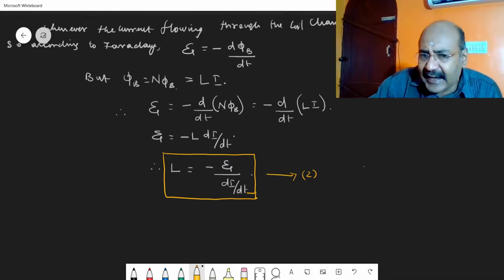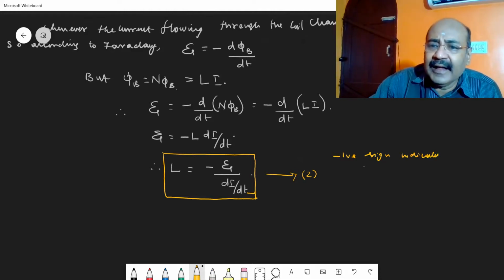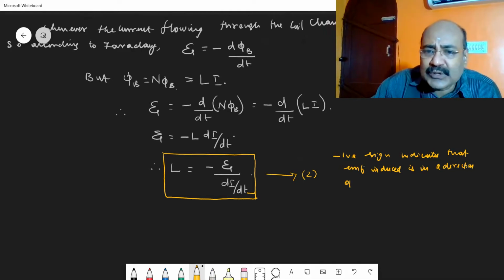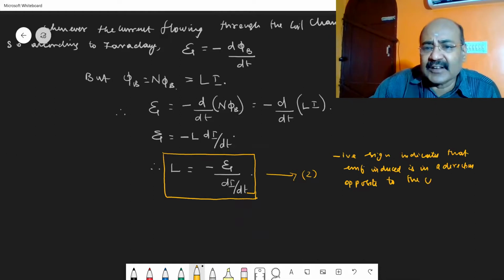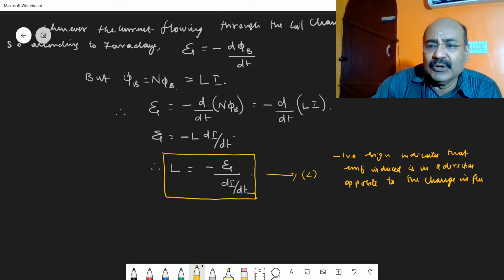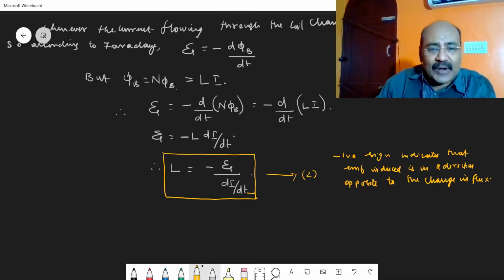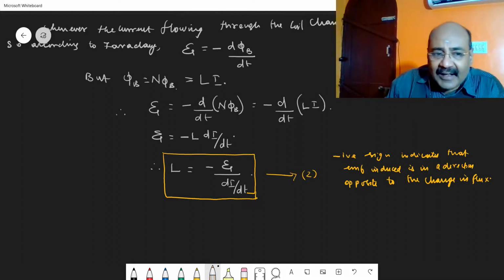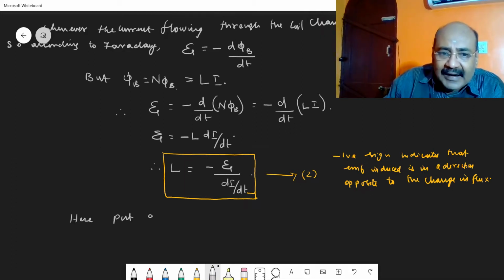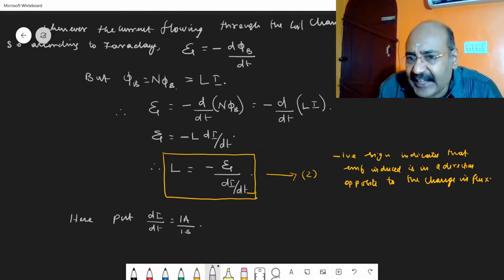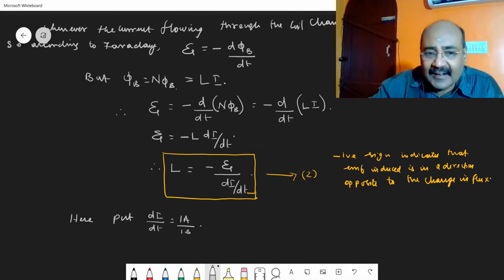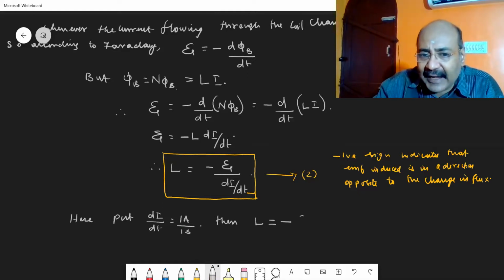Here the negative sign indicates that the EMF induced is in a direction opposite to that of the cause, or opposite to the change in flux. See, from this how you can define the coefficient of self-induction. Here you put di by dt equal to 1 ampere in 1 second. That is, the rate of change of current in the coil is 1 ampere in 1 second. Then what will happen to L? Then L will be equal to minus E.